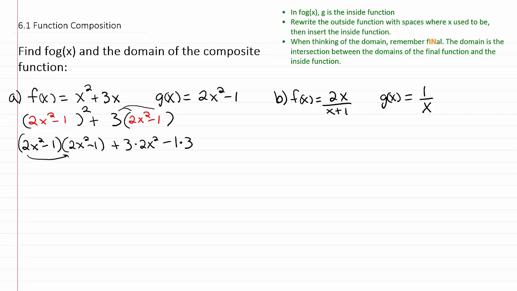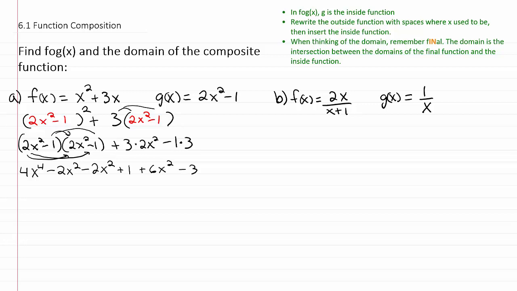So this guy times this guy is going to give you 4x to the 4th. And then 2x squared times negative 1 gives you negative 2x squared. And then negative 1 times 2x squared gives you another negative 2x squared. And then negative 1 times negative 1 gives you positive 1. Then the 3 times the 2x squared there gives you a positive 6x squared. And then negative 1 times 3 is negative 3.